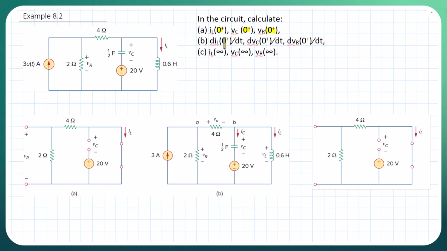And we want to calculate the changes in the current across the inductor, the changes to the voltage across the capacitor, as well as the resistor at that point in time. And we also want to look at the inductor current, the voltage across the capacitor, and the voltage across the resistor at time equals infinity. So in this problem we're looking at our initial and final conditions and values. So that's what we're trying to solve in this problem.